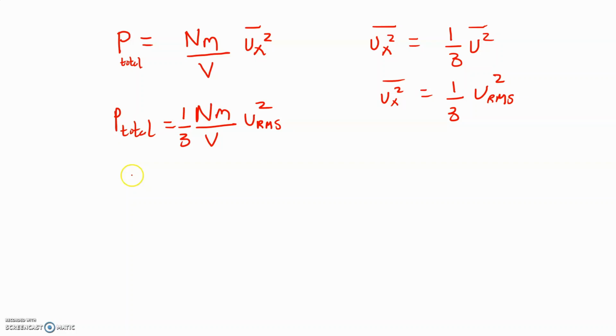Okay, and the way that you will see this written in your data book is that PV equals 1/3 N m u rms squared. Okay, and that's it. That is the equation that we wanted to derive.